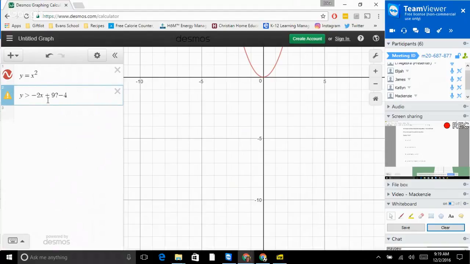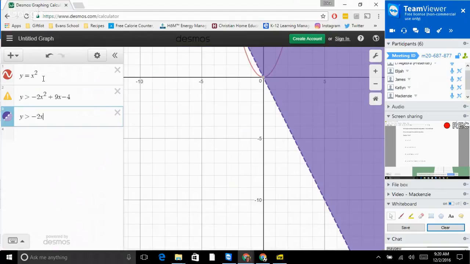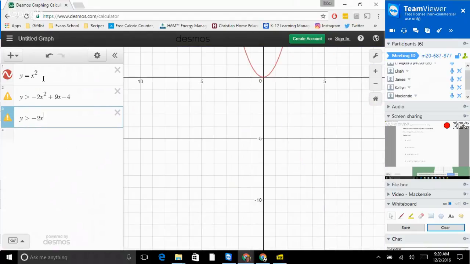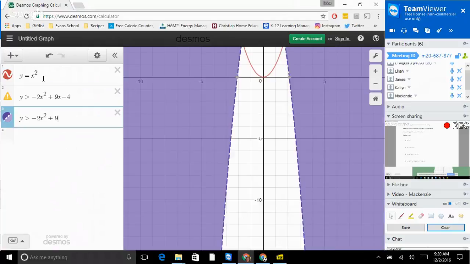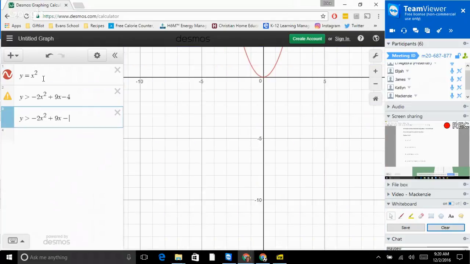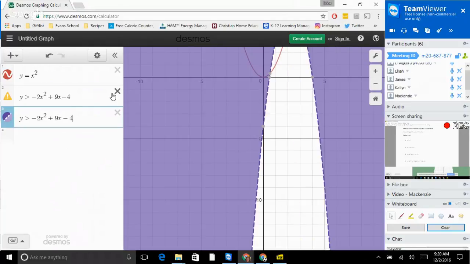I'm just being, yeah, it's not going to like that. I got too many spaces in there. All right, there we go. Apparently it doesn't like when you copy and paste.